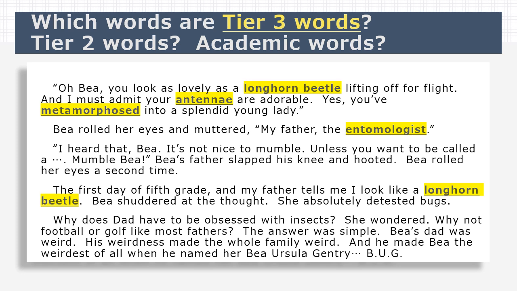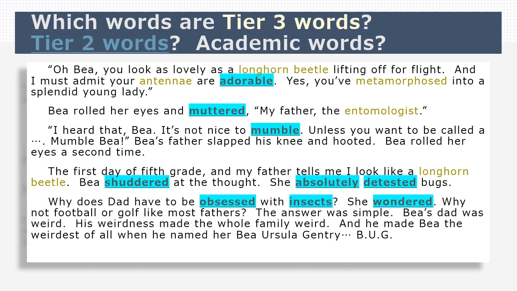These are words that really help you understand the passage, but you'll likely only come across those words in STEM settings, particularly in biology. You'll recall that Tier 2 words are more advanced than the basic everyday words in Tier 1, but unlike Tier 3 words, you'll find them across different subject matters and content areas. Some examples include adorable, muttered, mumble, shuddered, absolutely, obsessed, insects, and wondered. So those are just a few examples of Tier 2 words.